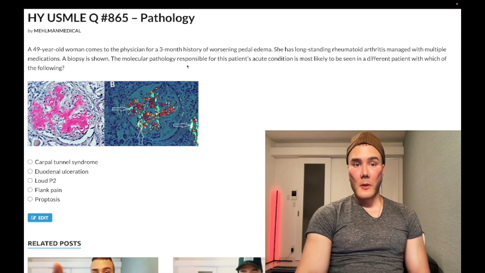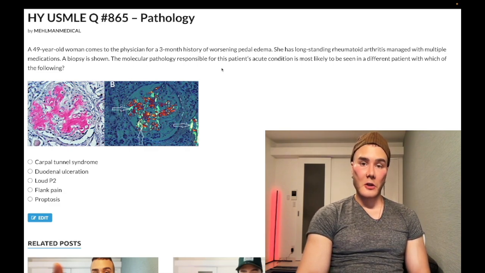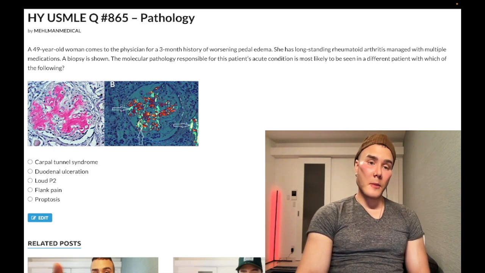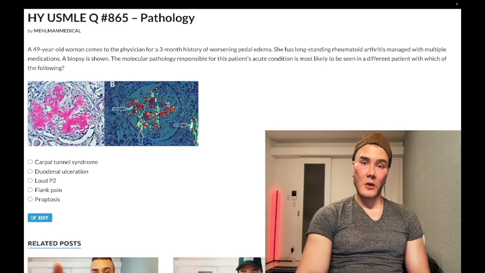we're looking at. The molecular pathology responsible for the patient's acute condition is most likely to be seen in a different patient with which of the following? Okay, so I said it's a difficult question, but the image we're looking at is actually not too difficult. This is apple green birefringence with Congo red stain. This is very buzzy and high-yield for amyloidosis, okay?